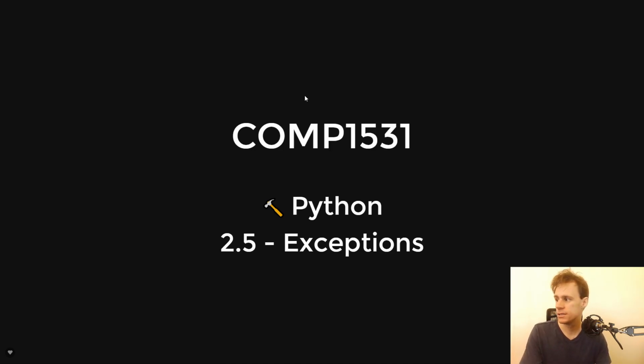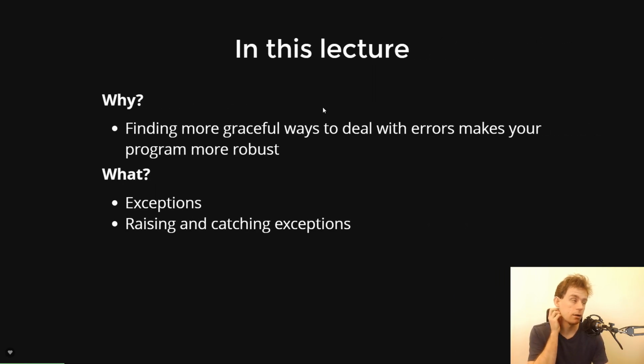Exceptions in Python as a topic. What in the world are they and why does it matter? Exceptions are a topic about finding ways to deal with errors more robustly or more gracefully. In particular, what is an exception? Where do you interact with it? How do you handle it?